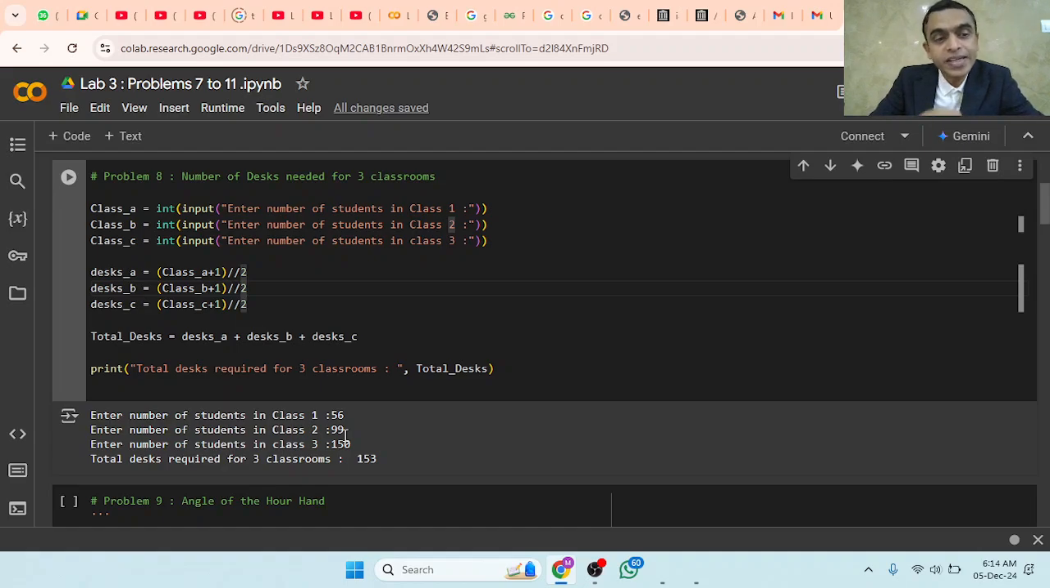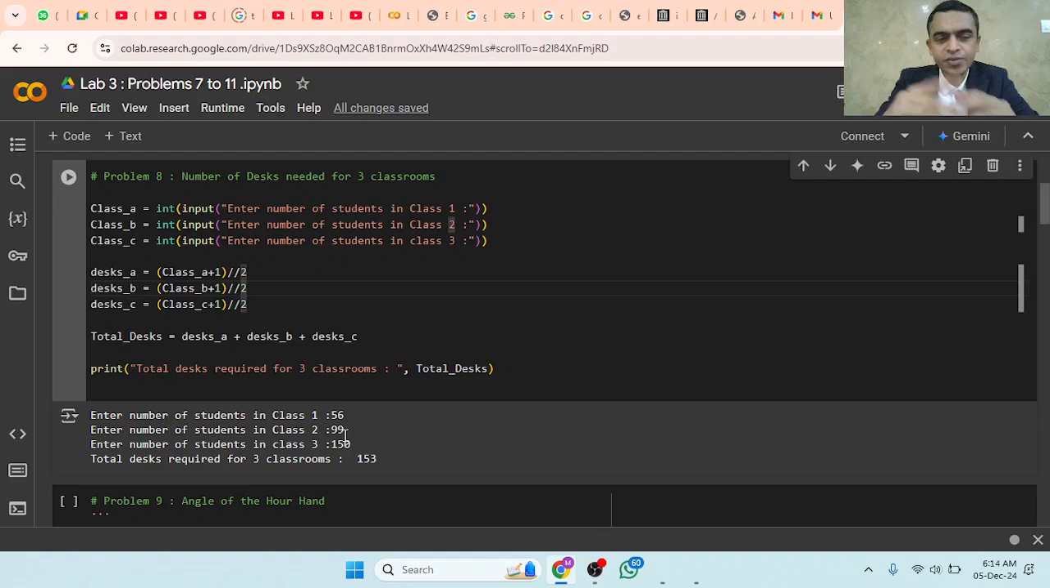And similarly for desk C, right? So this is how we have used this logic of floor division by adding 1. Now you can use many other logics. What you can do is first check whether the number of students is odd or even. If they are odd, you can add 1 there and directly go for desks.